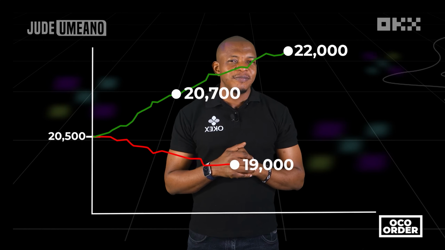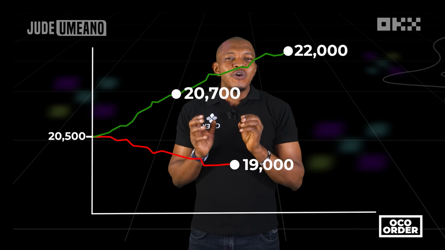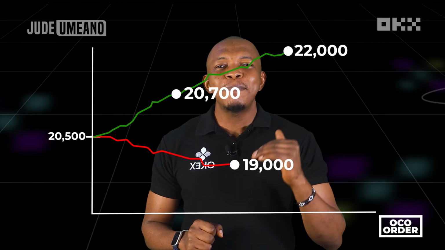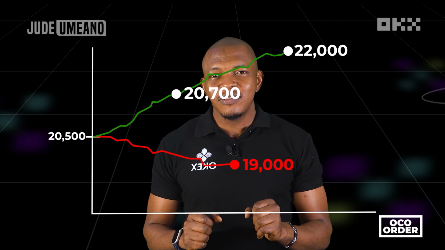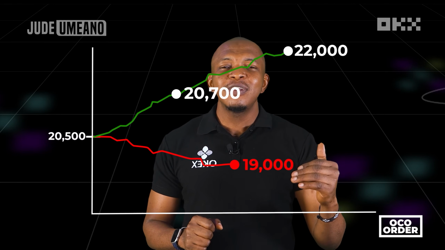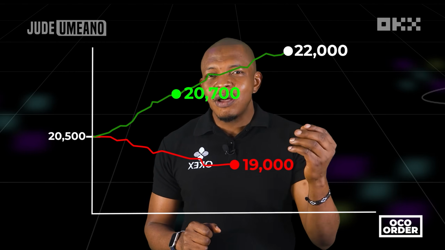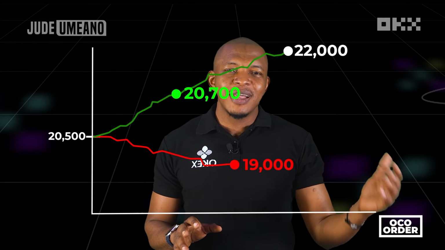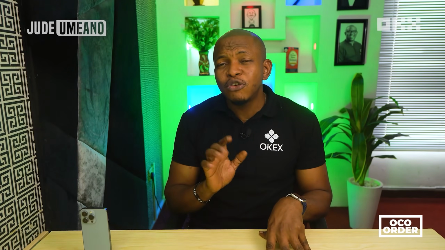How will you place this trade? You will use the OCO order type. You will use a limit order to set a buy at $19,000 and use a stop limit to set a buy at 20,700. Whichever happens first, the other one will cancel. Let me also show you guys how to do this in the app.